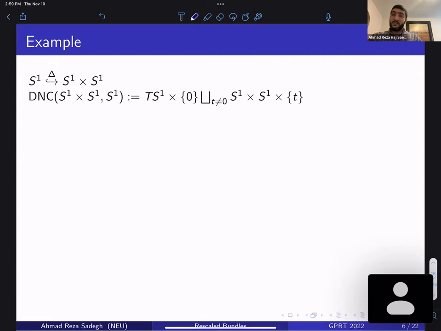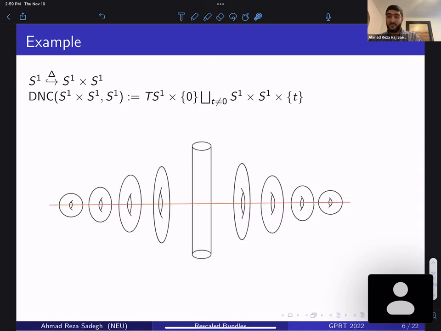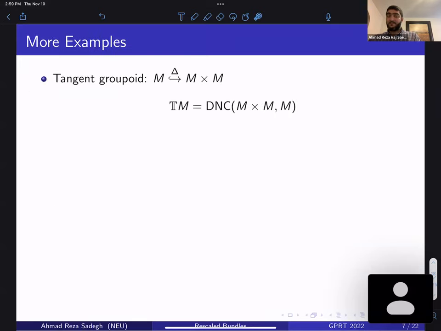That normal bundle in this case, I replaced it by TS1, basically the tangent bundle of S1. In this case, you can easily show that this is canonically isomorphic to the normal bundle. And this deformation to the normal cone is exactly the shape that I showed you earlier: copies of the torus, and in the middle you see TS1, the tangent bundle of S1, which is identifiable with the cylinder.